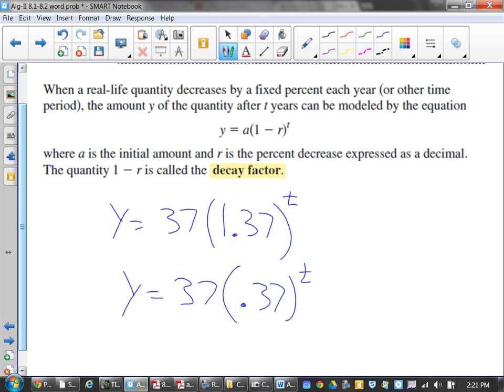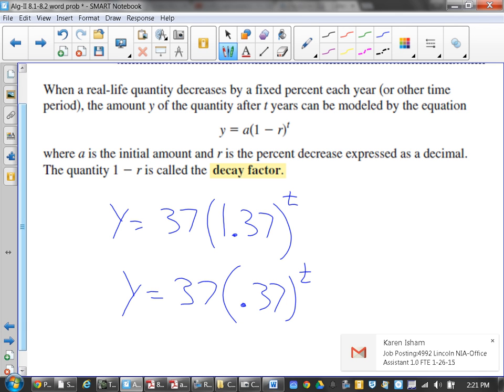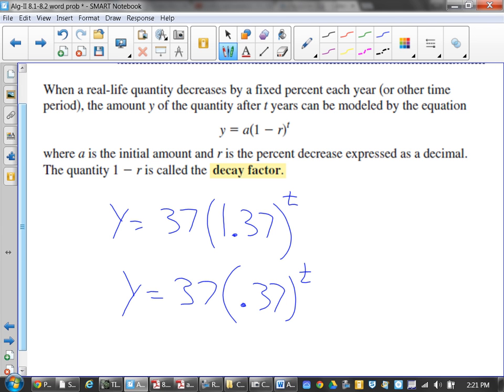Which one of those is growth? Which one of those is decay? The top one is growth. Why? Because the top one's greater than 1. All right. So what is the rate in the top one? What's the rate in the bottom one? 63%. I can't spell that fast. Remember, it's 1 minus the rate. That's how they're getting that to you, okay? And so you have to work backwards out of that one. All right? It's very easy to work with.